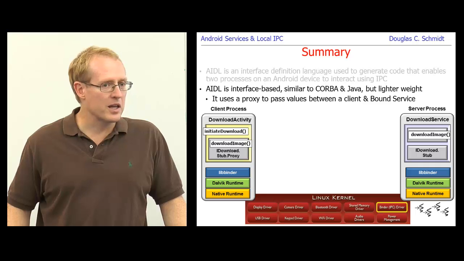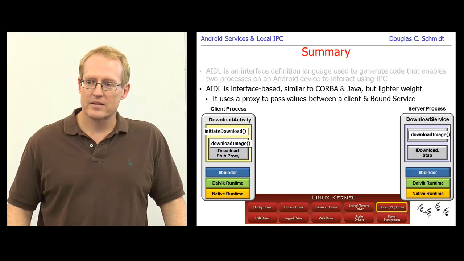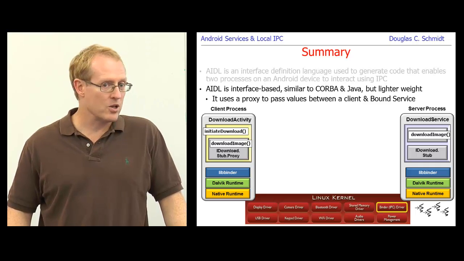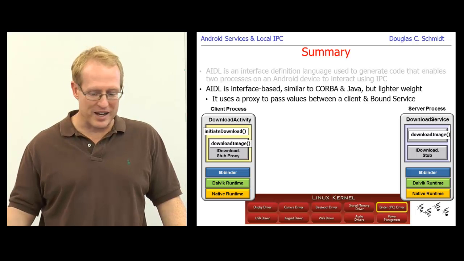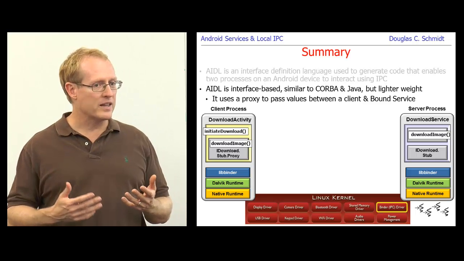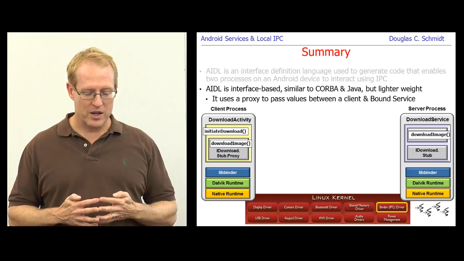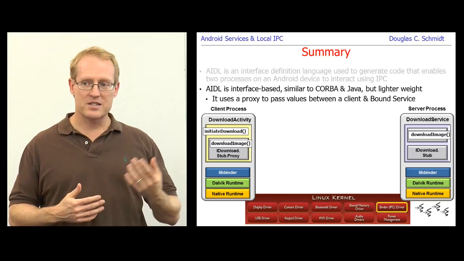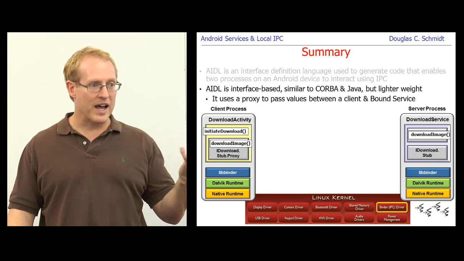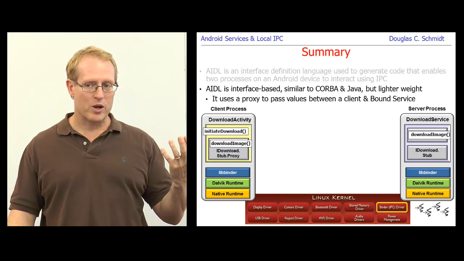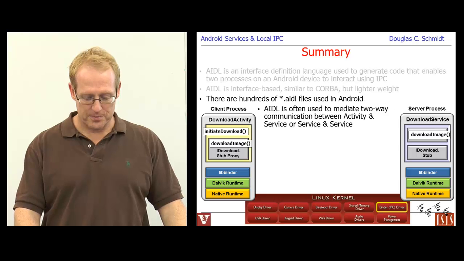the interface definition language that's defined by Android is very similar to Java. It's also very similar to CORBA and Microsoft IDL and so on. It's a little bit lighter weight. They don't provide all the full-blown bells and whistles that some of these other more powerful things do. And it basically uses these proxies in order to be able to send the values back and forth without having to worry about address space issues.